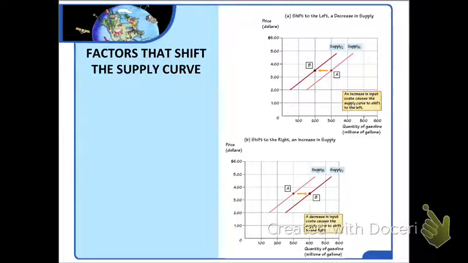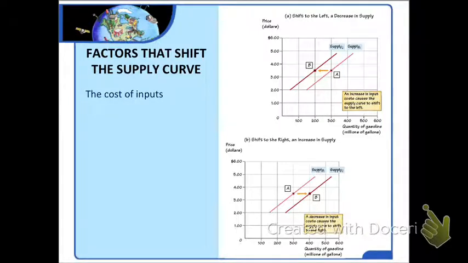So, in this section, we now consider the factors that can cause a change in supply, meaning a shift of the entire supply curve. These factors include the cost of inputs, government policy, the number of firms supplying the good, technological change, natural disasters and bad weather, and expectations about a good's future price. The first factor that shifts the supply curve is the cost of inputs.